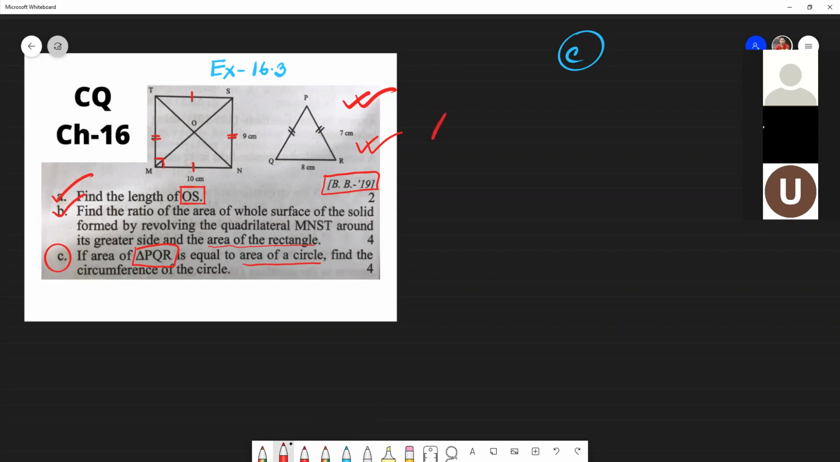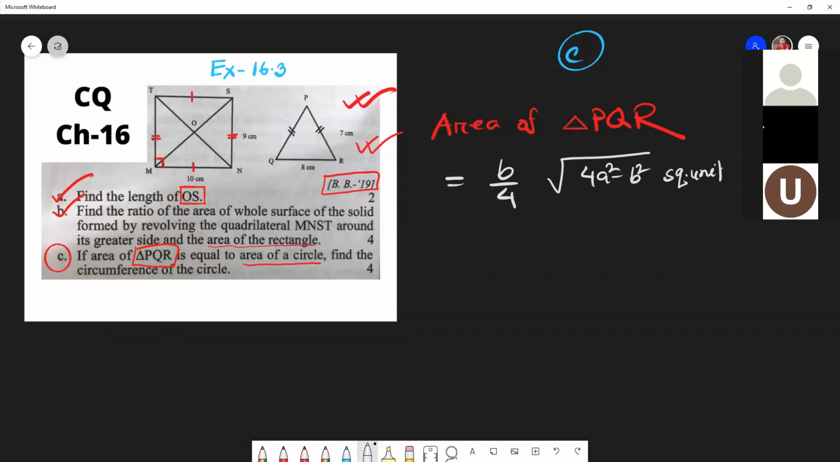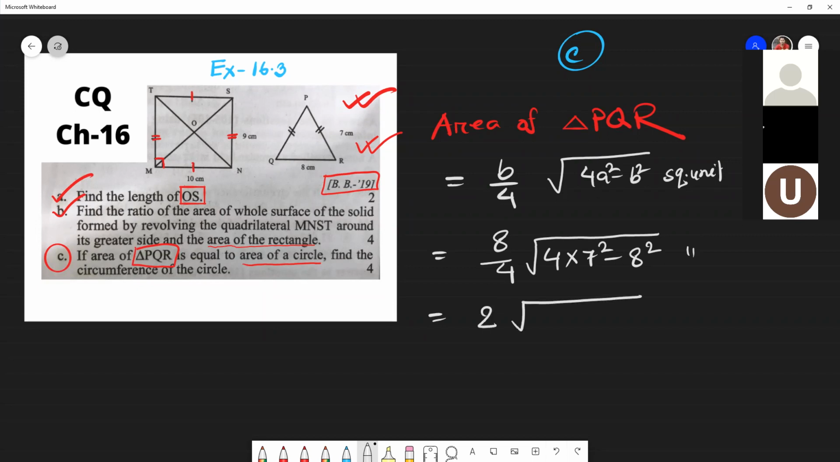So question number C, area of triangle PQR. The area of the triangle PQR is equal to b by 4 root over 4a square minus b square. This is in square units. We write square unit here; when we apply the values of a and b, if their values are in centimeter then it is square centimeter, if meter then square meter. But in the first step we have to write square unit. So now b is 8 by 4, and 4 times a square, 7 square, minus 8 square. So by using a calculator here, directly now write here 2, and this is 196.